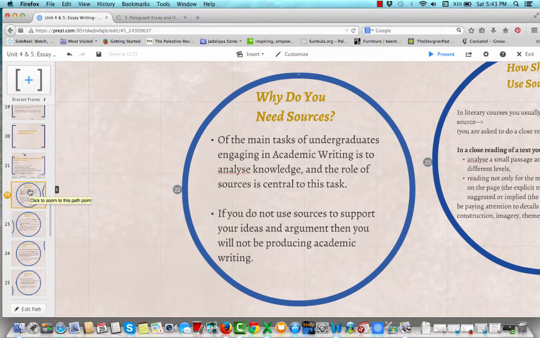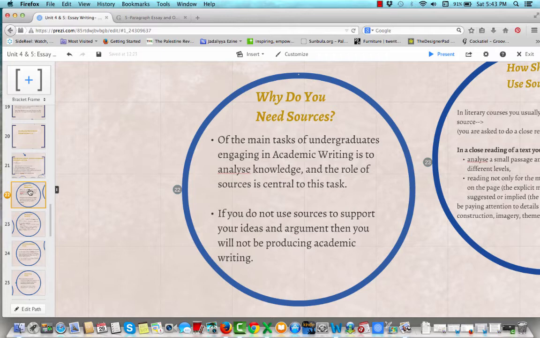Alright, so very simply, why do you need sources? If you're writing a personal opinion piece, or a piece for an opinion column in a newspaper, and so on and so forth, it has to do with your own opinion or your own story. So in that case, you don't really need sources.